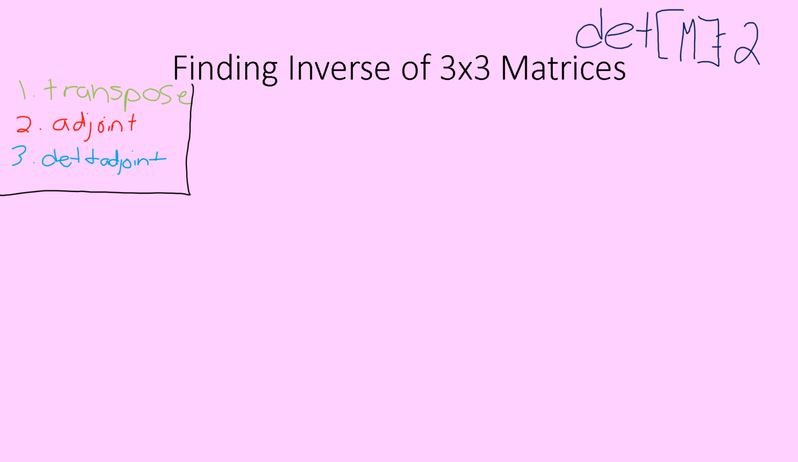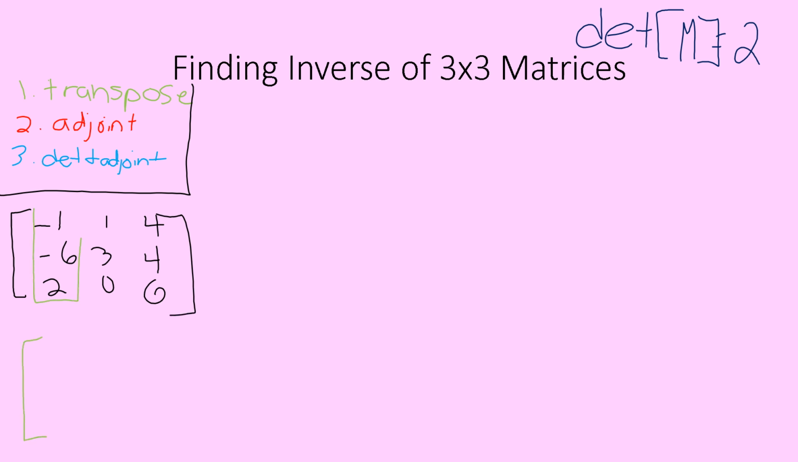Alright, so with the transpose, we are simply going to switch the rows and columns around. So this is what our original matrix looks like. And our transpose is going to take this, and instead of it being the first column up and down, it's going to be the first row. So it's going to be -1, -6, 2. This is going to become the second row, 1, 3, 0, and this is going to become the third row, 4, 4, 6. Now we have our first step complete.